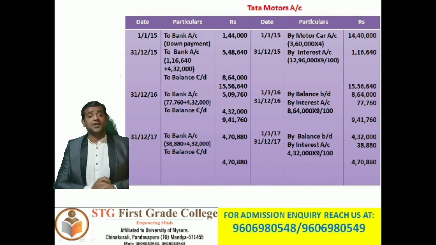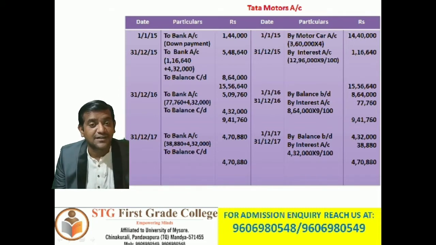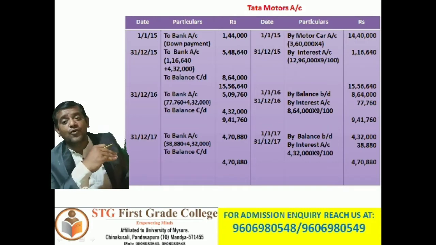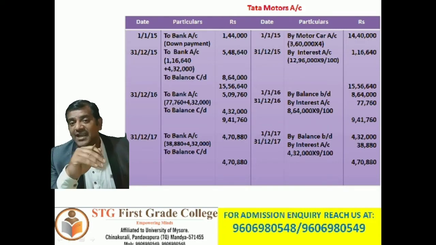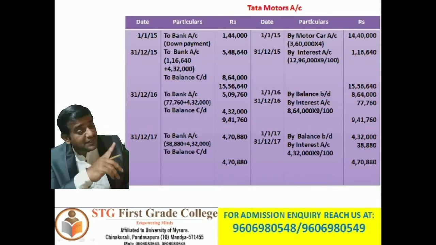What was the cash price of the motor car? So that is each car 3,60,000. Correct? Open the bracket and write 3,60,000 into 4. So how much you got? 14,40,000. Correct? So now come back to the debit side.